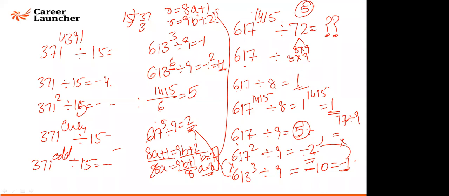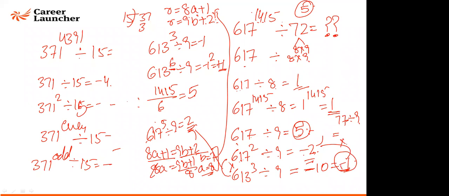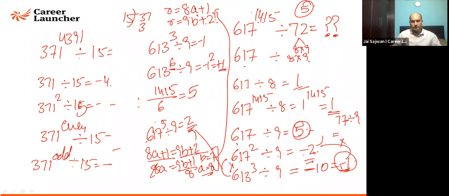Sir, hello. Yeah. Sir, why are we trying this 617 raised to 3 and 6 here? Why didn't we stop with 617 raised to 3, -1? Why did we not stop here? This is what you want to ask? No, we are trying to calculate raised to 6 as well, right? Yeah. I just wanted to know.